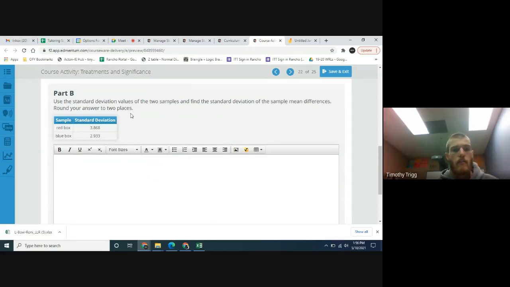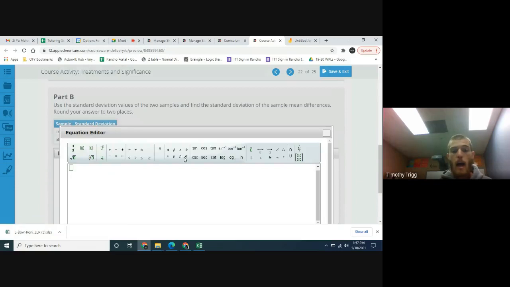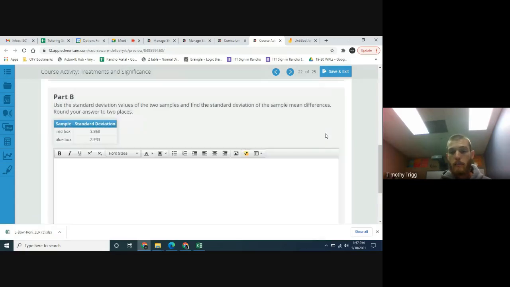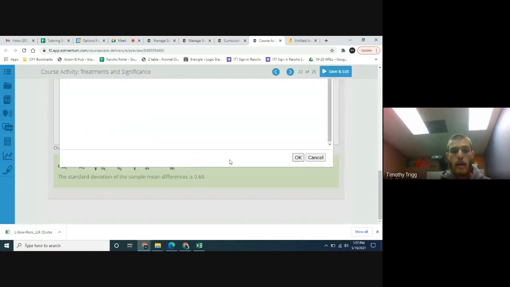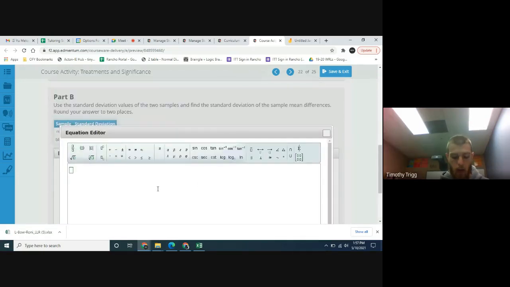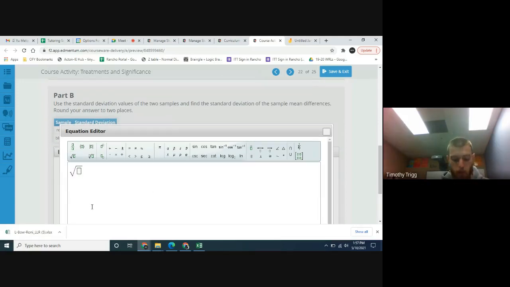Use the standard deviation values of the two populations to find the standard deviation of the sample mean differences. Round your answer to 2 places. So here's where we're going to be using that formula that we had before. I like to use the equation editor. That's when you click on this little tool right here, and it'll bring up this equation editor. We're going to be using that formula that we have before, so hopefully you wrote it down.